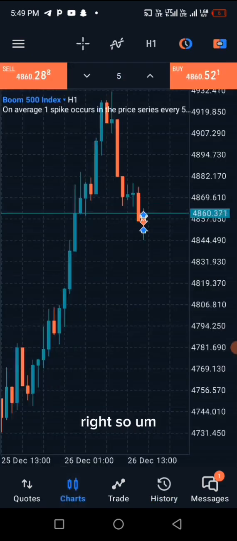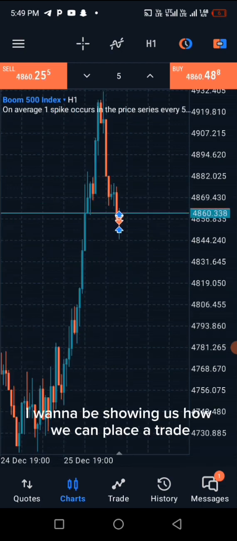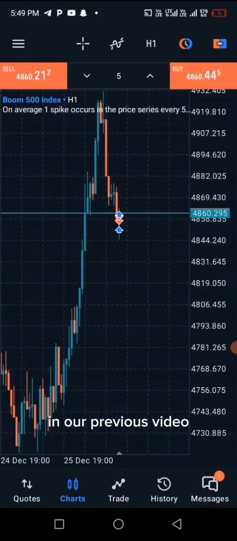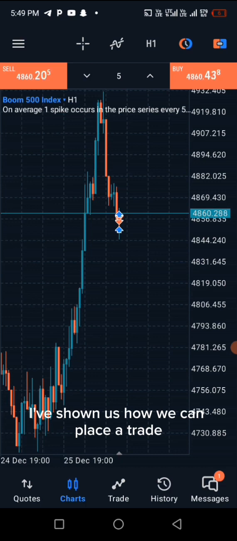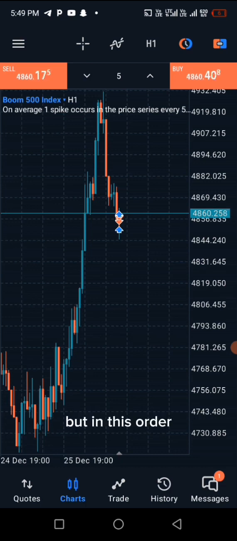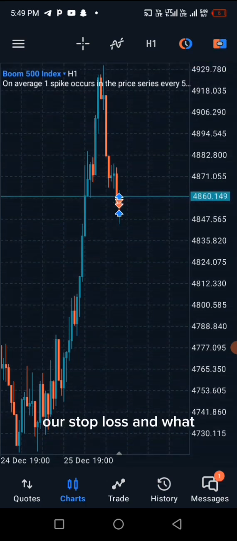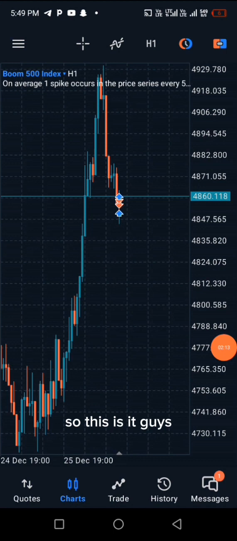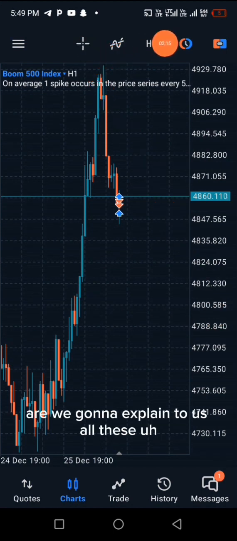So in this case, I'm going to be showing us how we can place a trade. Though I know in our previous video, I've shown us how we can place a trade. But in this one, I'm going to be showing us how we can place a trade, and equally how we can put our stop loss and take profit. The professional way of putting our stop loss and take profit. So this is it, guys. I've equally explained all these indications.